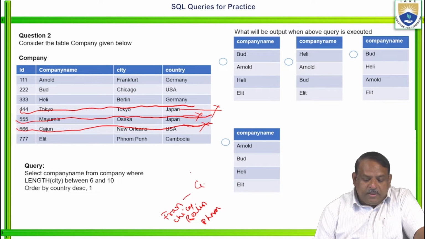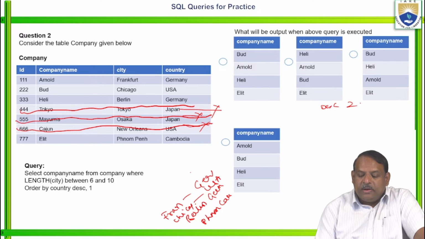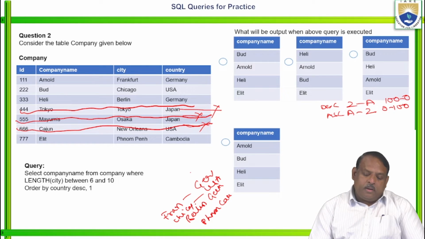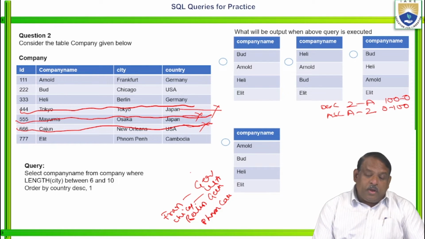Frankfurt is Germany. Next to Chicago is USA. Berlin is again Germany. Phnom is Cambodia. Next, country in the descending format. What does descending mean? Descending means Z to A, 100 to 0. The opposite of descending is ascending: A to Z, 0 to 100.